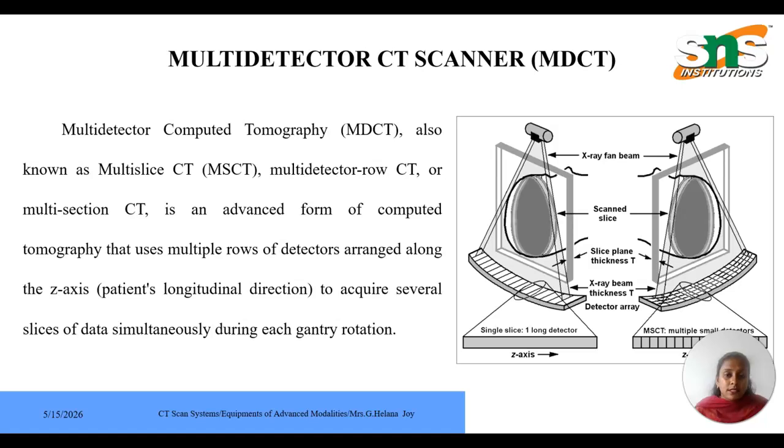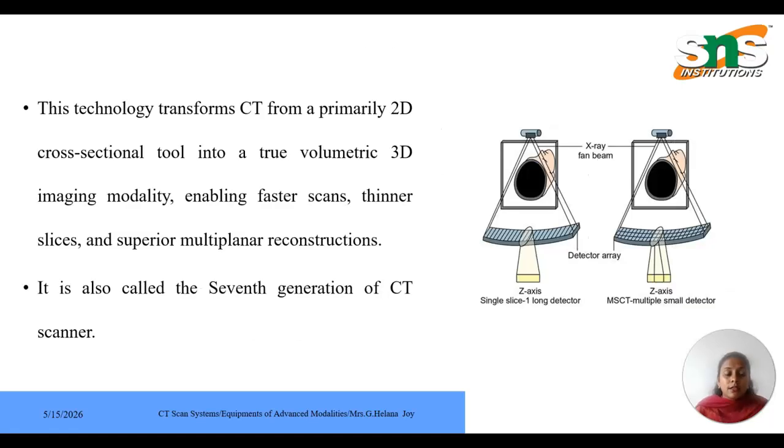Moving on to the multi-detector CT scanner. Multi-detector CT scanners are also known as multi-slice CT, multi-detector row CT or multi-section CT. It is an advanced form of computed tomography which uses multiple rows of detectors arranged along the z-axis, in the patient's longitudinal direction. So it acquires several slices of data simultaneously during each gantry rotation. This technology transforms CT from primarily a 2D cross-sectional tool into a true volumetric 3D imaging modality, which enables faster scans, thinner slices and superior multiplanar reconstruction. It is also known as the seventh generation of CT scanner.